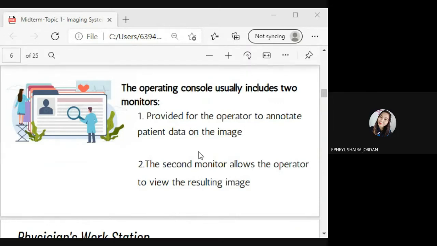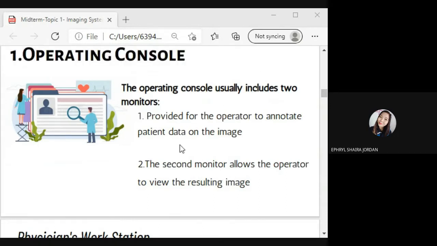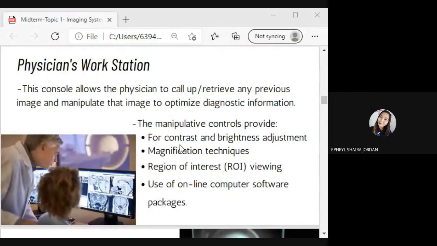Speaking of the physician's viewing console, this is also known as the physician's workstation. This is the third console or third monitor provided in a CT imaging system. The physician's workstation is a console that allows the physician to call up or retrieve any previous image and manipulate that image to optimize diagnostic information. This monitor is basically for the physician, to assist them in interpreting the acquired images. If there were previous studies, they could easily compare them with the present acquired image.